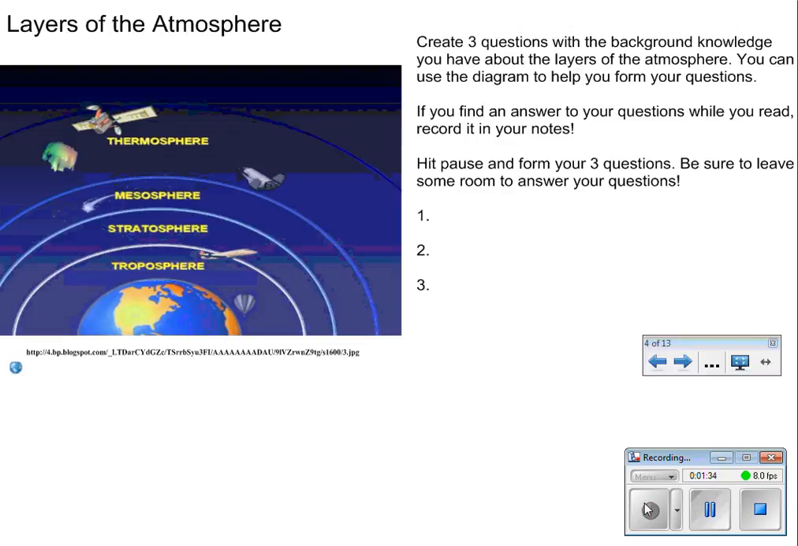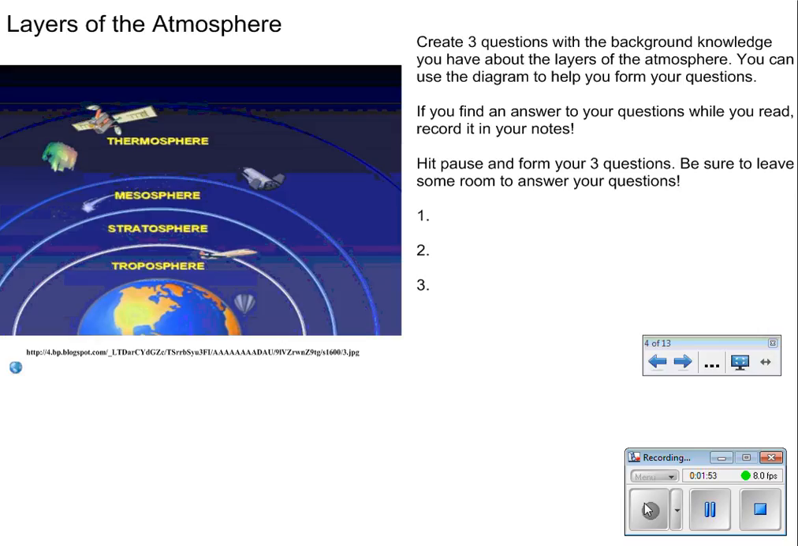Create 3 questions with the background knowledge you have about the layers of the atmosphere. You can use the diagram to help form your questions. The diagram shows each layer, and there are some pictures to help you visualize what you may find in each layer. If you can't think of any questions, use those pictures to help form them.